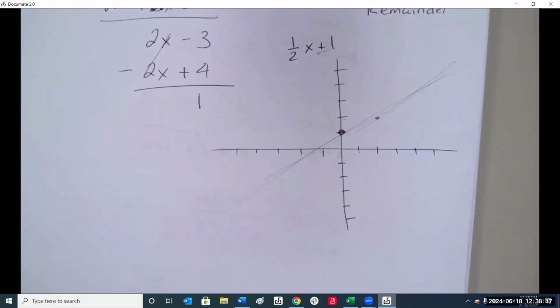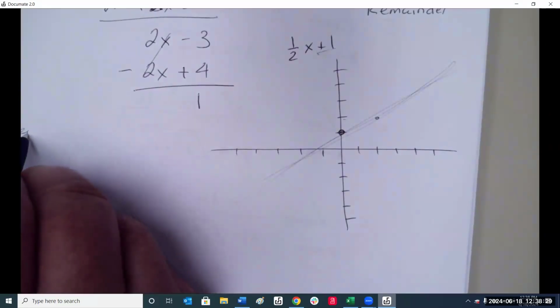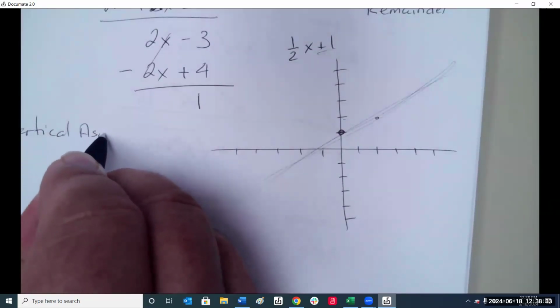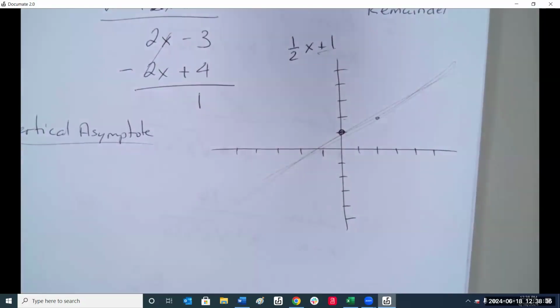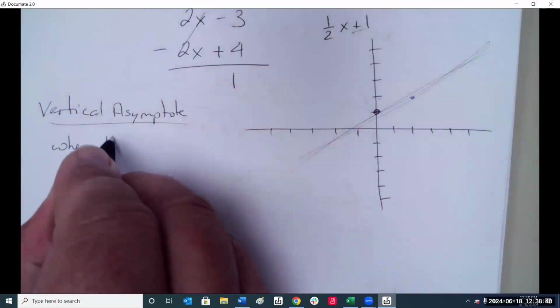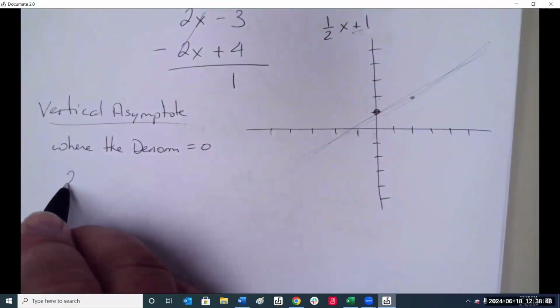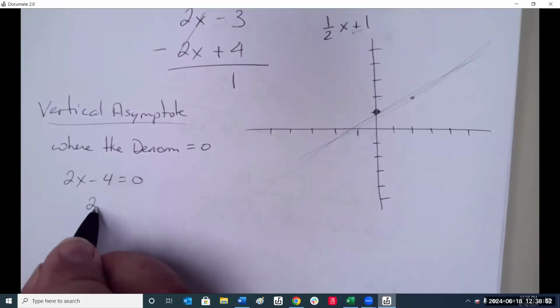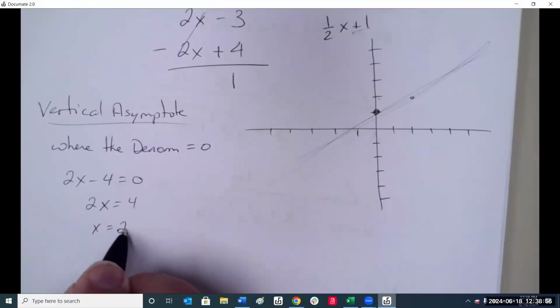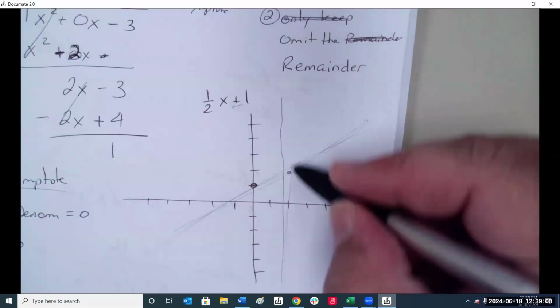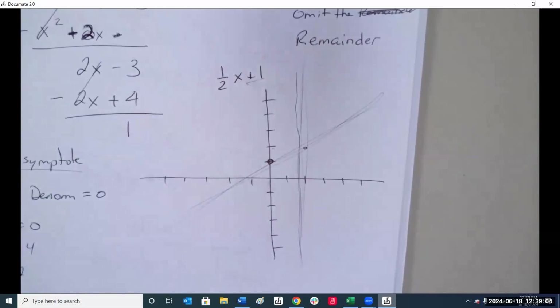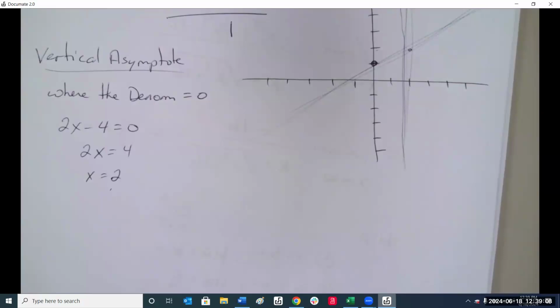In order to graph this, we also have to look for what's called a vertical asymptote, which we'll get to also very soon. How do we find the vertical asymptote? Vertical asymptote is where the denominator equals 0. So we have 2x minus 4, so at 2, we have another asymptote, a vertical asymptote. Take the denominator, set it equal to 0, and solve for x. Again, you learned this in algebra.